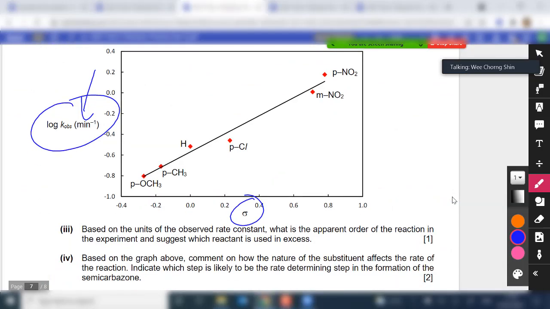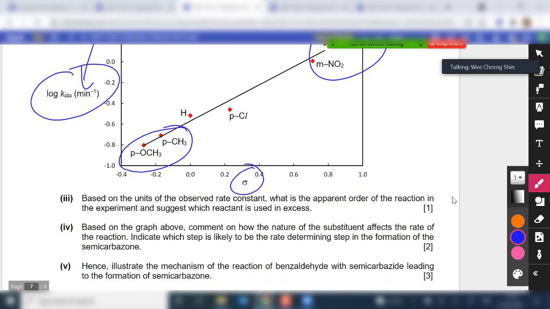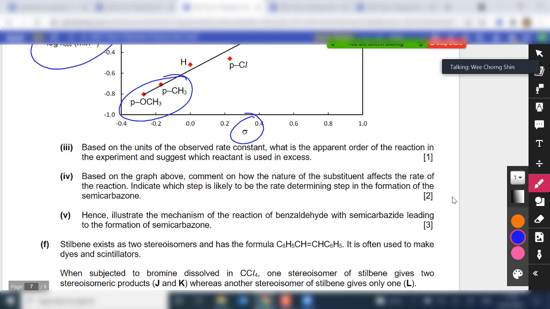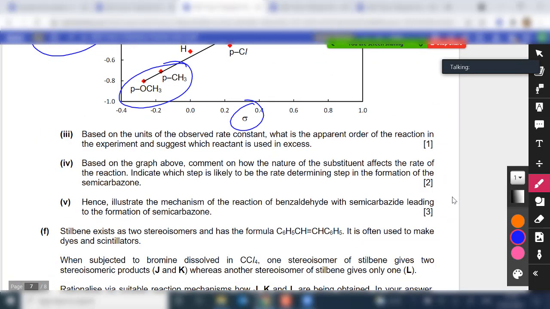You notice that donating groups tend to be here, withdrawing groups tend to be high up. Okay, so which showcase the rate of the reaction, quite prominently. Then over here, based on the above graph, comment on how the nature of the substituent effect affects the rate of the reaction.